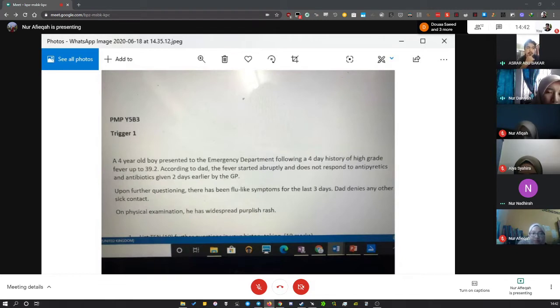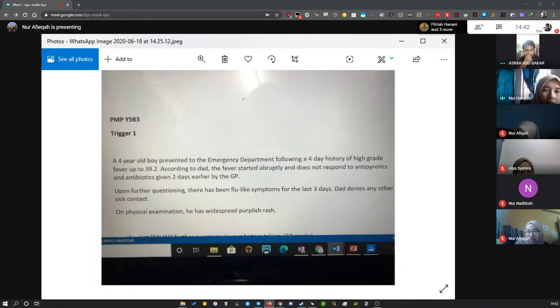Not responding to antibiotics, okay? So high grade fever, bacteremia. And the characteristic of the rash. So what about the rash makes you think this could be meningococcal? It's widespread. Usually meningococcal does not have any specific distribution, so it tends to be widespread.